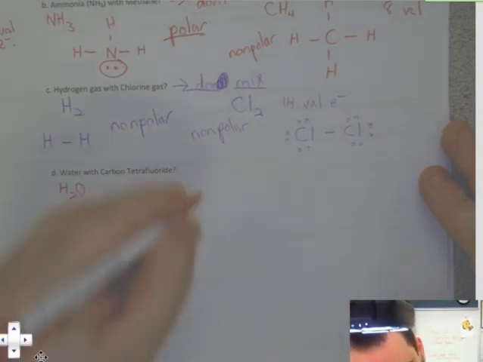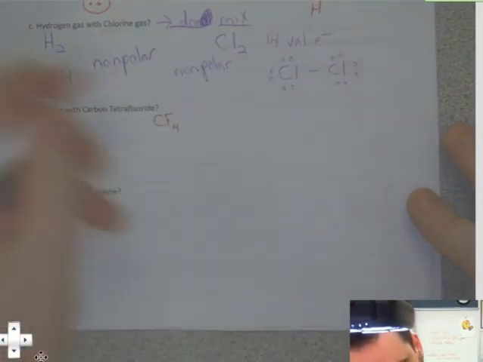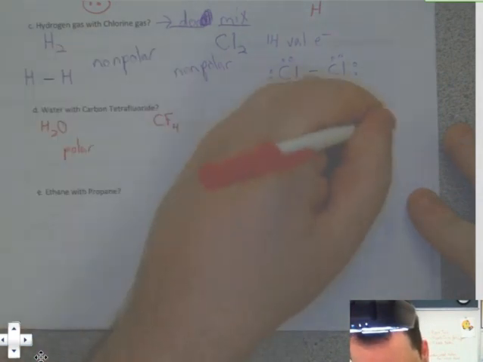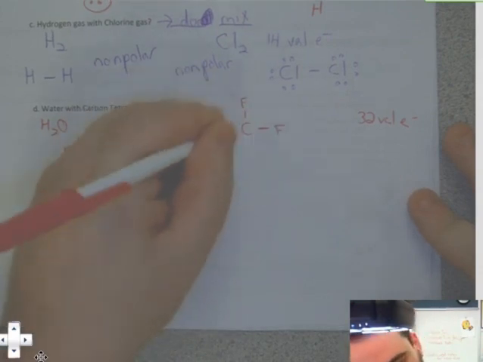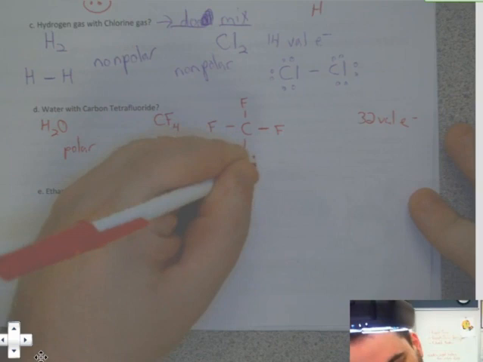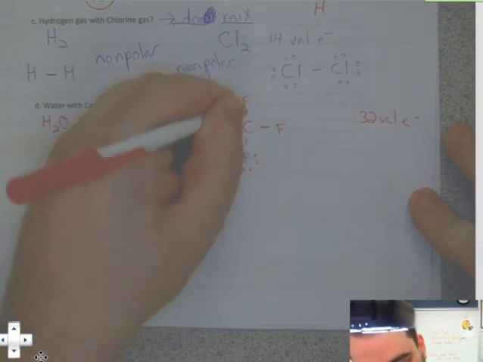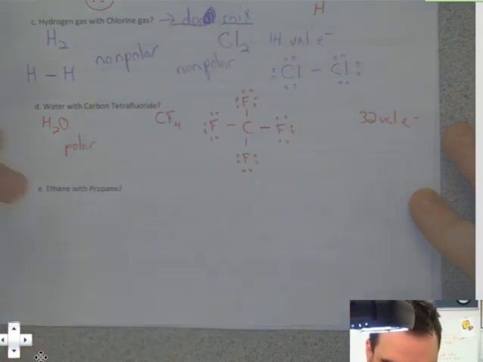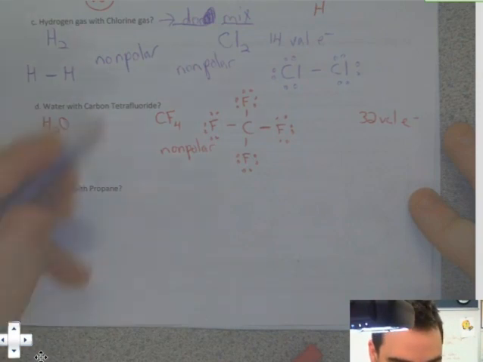And then we're going to do carbon tetrafluoride, which is CF4. C, and we're going to do 32 valence electrons. C bonded to an F, bonded to an F, bonded to an F, bonded to an F. There are going to be no dots on the central atom for this one. So this is nonpolar. So these don't mix.